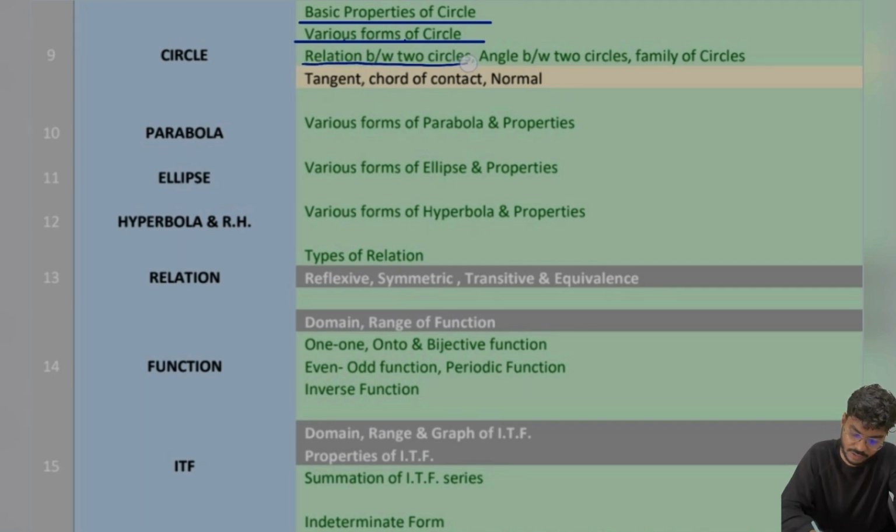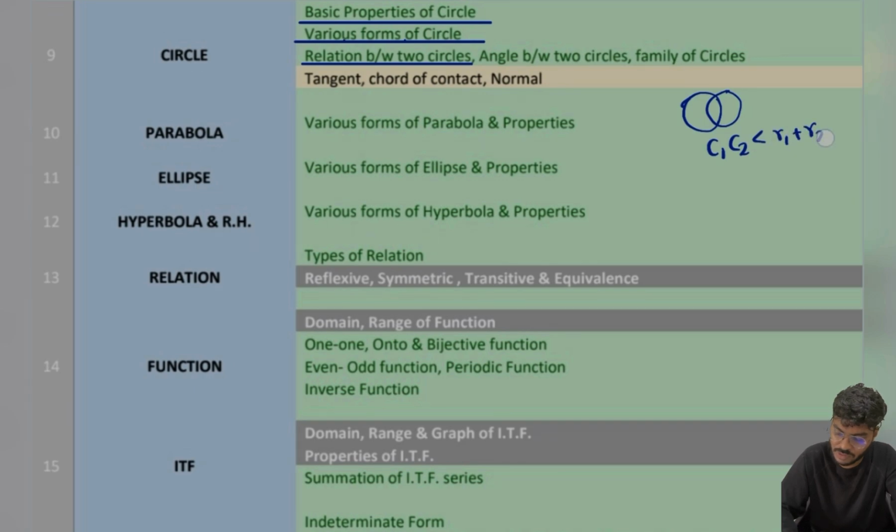Then relation between the two circles. What is the meaning of relation between the two circles? If two circles intersect each other at two distinct points, or at one point, what should be the condition? The distance C1 C2 is less than R1 plus R2, and should be more than mod of R1 minus R2.